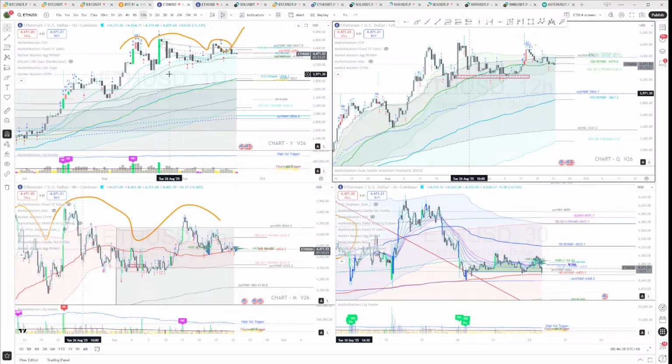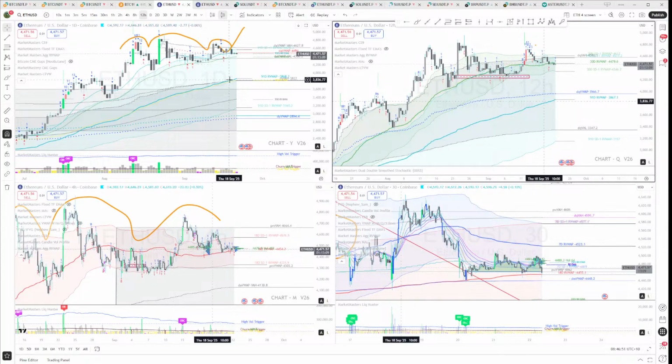ETH is being a bit of a dog, to be honest. I was kind of hoping this would move out of here. Now we've got this kind of drawn out head and shoulders pattern here. I'm not happy about that at all. ETH needs to pick up the narrative again and run with it.